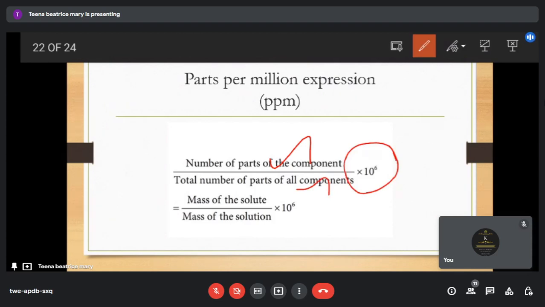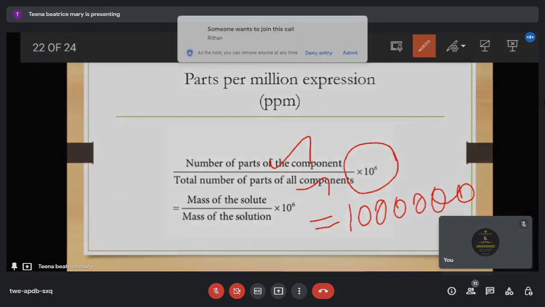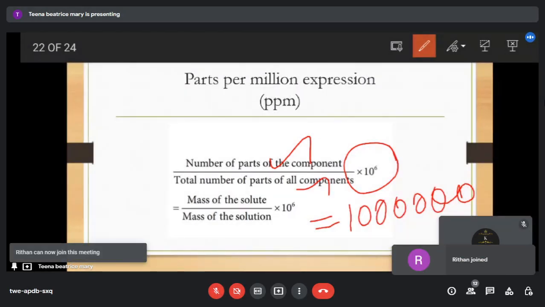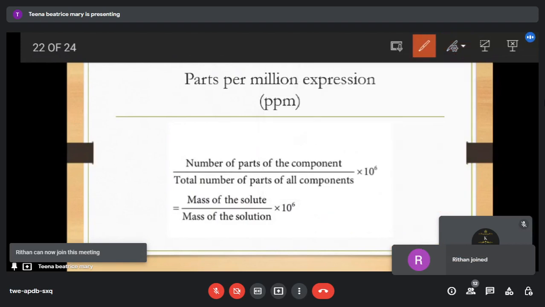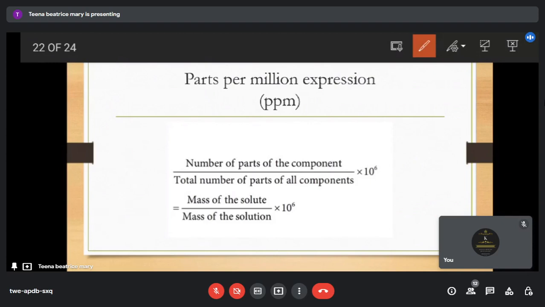What do you mean by 10 to the power of 6? Then what will be the value? 1 million. Yes, 6 zeros, just take 1 2 3 4 5 6. So that is what is given as 10 to the power of 6. 10 to the power of 5, 10 to the power of 4, 10 to the power of 3, you must have studied all these conversions and calculations in maths. So just know this. So mass of solute divided by mass of solution into 10 to the power of 6 is what we generally take.